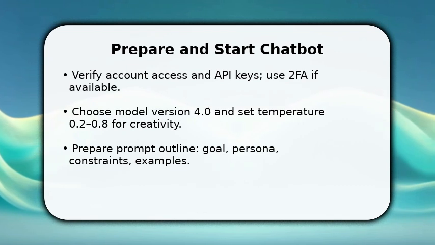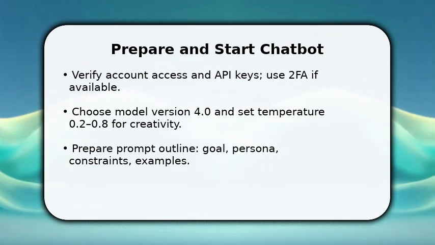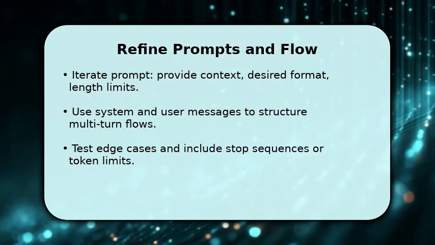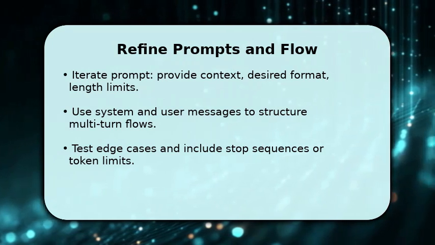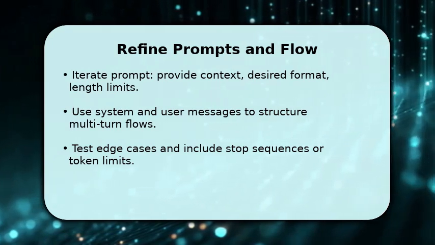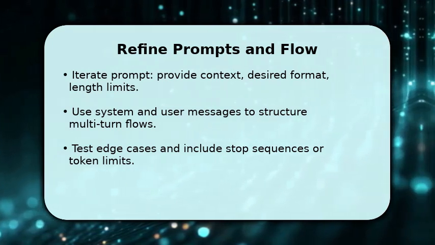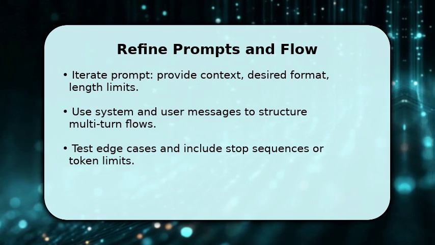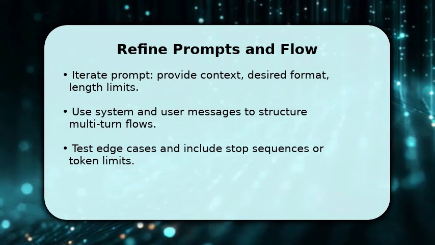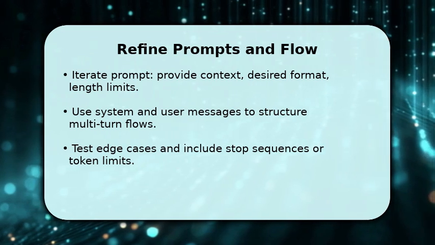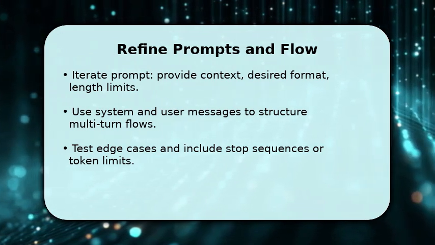You now refine the interaction by expanding context and specifying output format. Tell the model the exact structure you want. Once that's clear, create system-level instructions to enforce role and user messages for turn-by-turn flow. Also include length limits and stop sequences to avoid runaway responses.